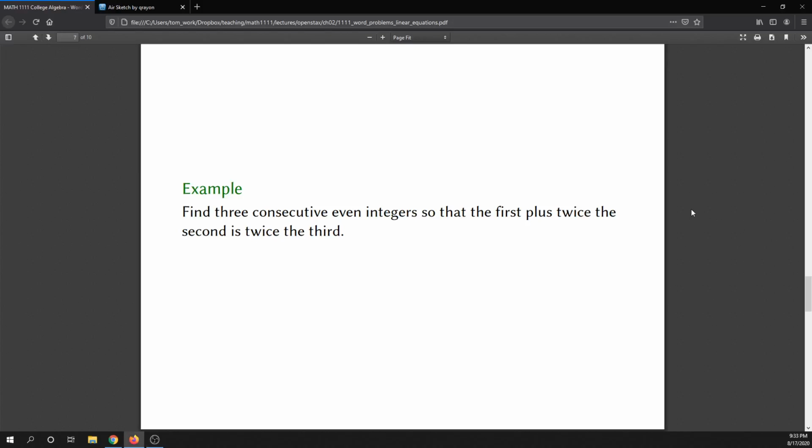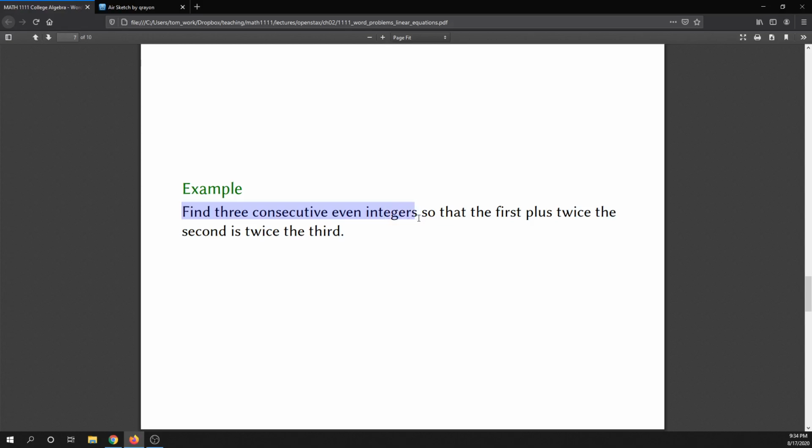In this video, we are going to work the following word problem. It says find three consecutive integers so that the first plus twice the second is twice the third. Okay, so step number one in these word problems is to ask what are they looking for. Again, go right to that part. It says find three consecutive even integers.